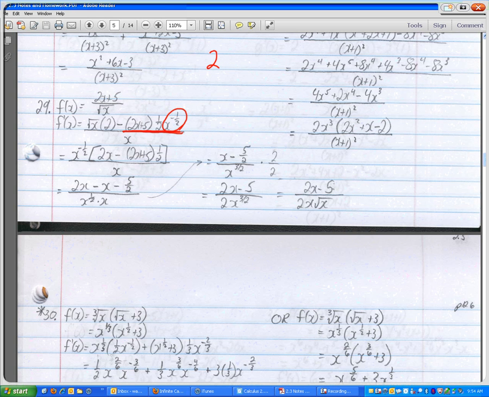Well, look, if I have this, and I divide it by x to the negative 1/2, can't I just do that? So I'm left with quantity 2x plus 5 times 1/2.